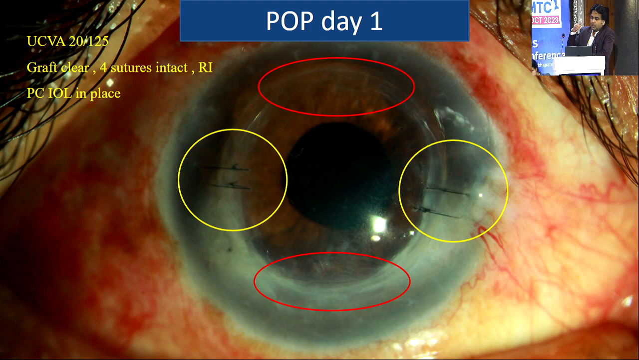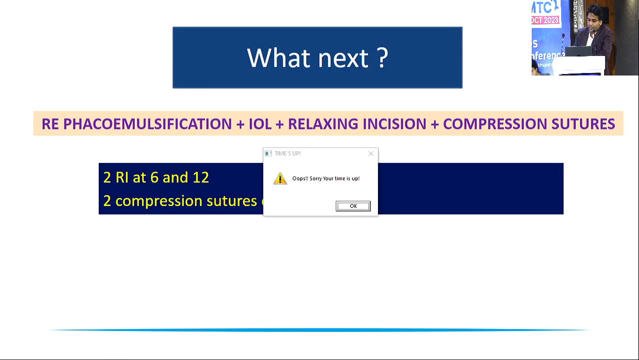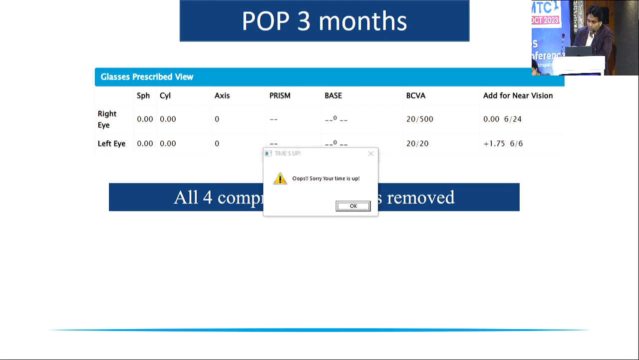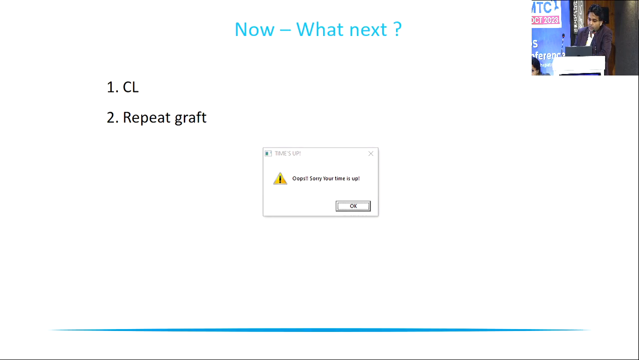Relaxing incisions are put on the steep axis, compression sutures are taken on the flattened axis. In the topography we saw it is vertically steep. So we will do 2 relaxing incisions over the vertical meridian and 2 compression sutures over the flattened axis. But what happens is that after the surgery there is a return of astigmatism. Now it is showing 8 diopters of astigmatism at 9 months post-op. Now what will you do? There are only two options: contact lens or repeat the graft.